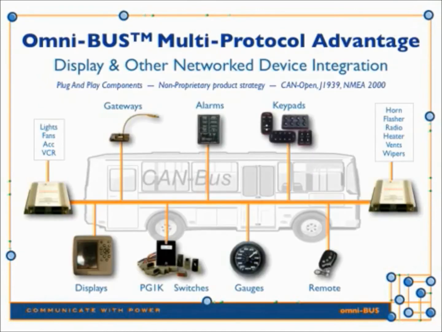DSS, with its OmniBUS brand, is the leader in open protocol connectivity, enabling plug-and-play capabilities with displays and other networked devices. We are committed to NMEA 2000 and support both OpenCAN messaging and the J1939 protocol. The network devices can share command, control, and systems data to integrate various systems on the vehicle.